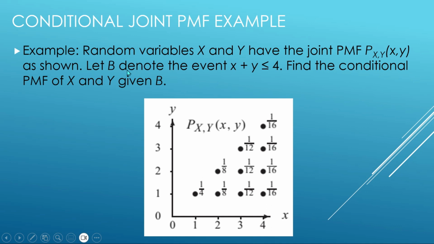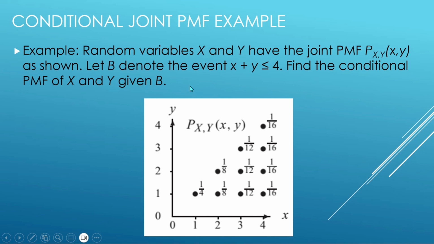Here, the event we want to observe is, what is the probability if x plus y is less than or equal to 4. If we add these joint probabilities of x and y, and its value is less than or equal to 4, then at that point what will be the probability? So find the conditional PMF of x and y given b.